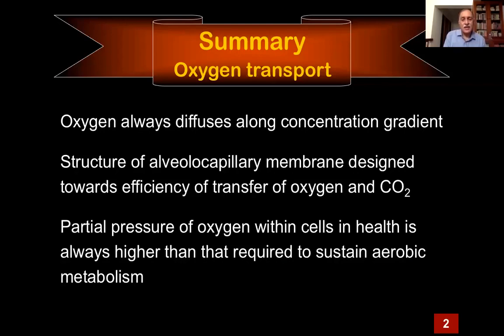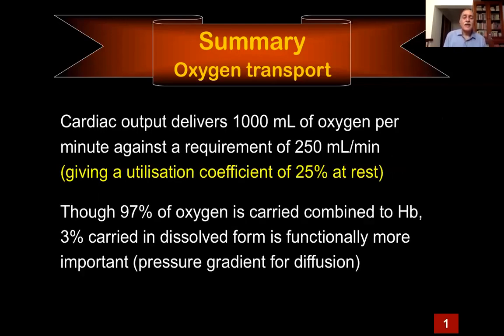The partial pressure of oxygen within the cells in health is always higher than the Pasteur point in order to sustain aerobic metabolism. The cardiac output ensures that 1000 ml of oxygen is delivered to the tissues per minute, what we call DO2, against a requirement of 250 ml, and this results in a utilization coefficient of 25%. And the way oxygen is carried in blood is 97% in combination with hemoglobin and 3% in the dissolved form. And even though a very small amount is carried in the dissolved form, that is the functionally more important form because it creates the pressure gradient for diffusion from the blood into the various tissues.